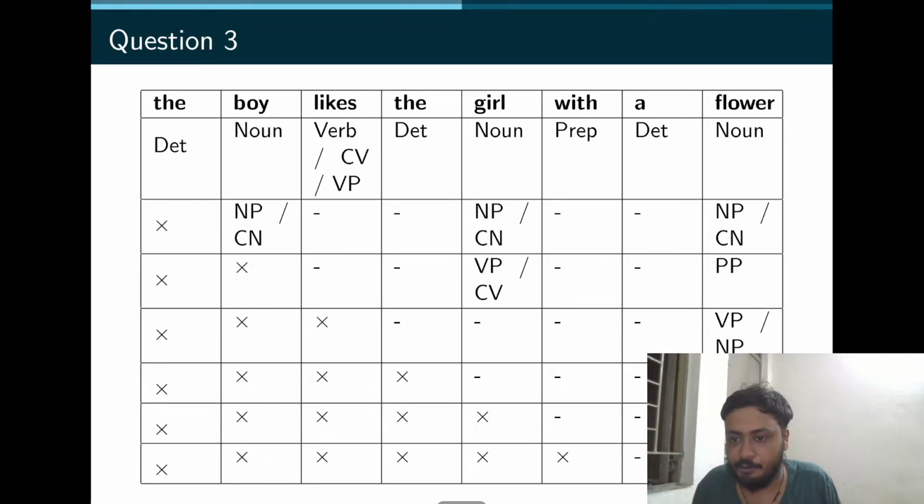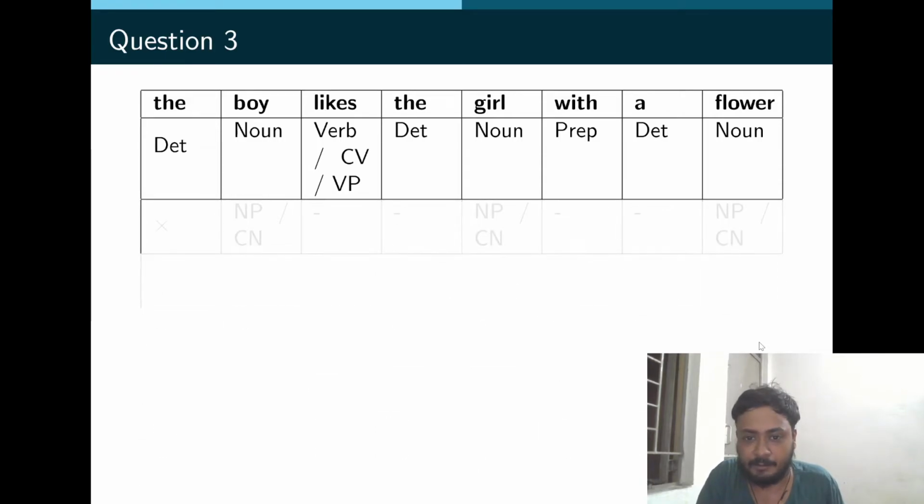Do you want me to walk through this part once more? Because after this we will just be creating the parse trees from this very table. The most important step over here is understanding how we are constructing the table. All right, so we'll just walk over it once more.